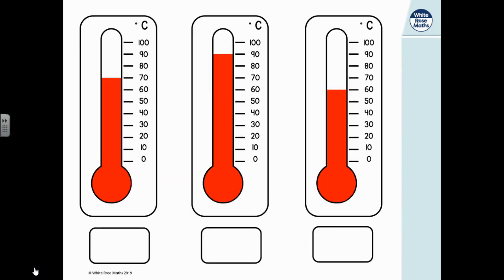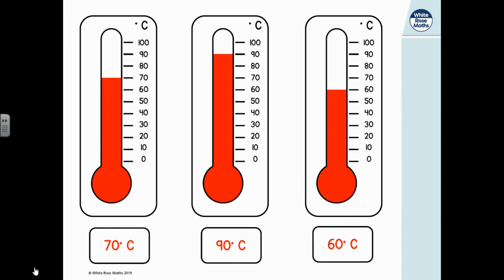Here are 3 thermometers. Look at the scale carefully and write down the temperature that each of the thermometers is showing. Pause the video here to have a go. How did you get on with that? We've got 70 degrees C, very hot, 90 degrees C, even hotter, and then 60 degrees C. We heard earlier that as the temperature rises, the red line goes up and up.